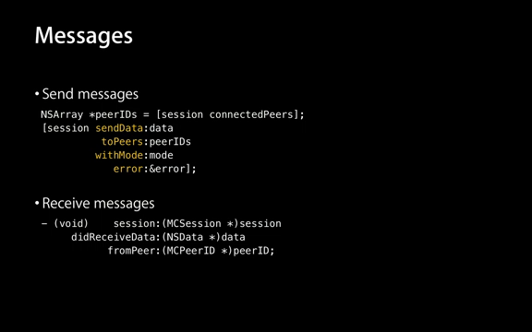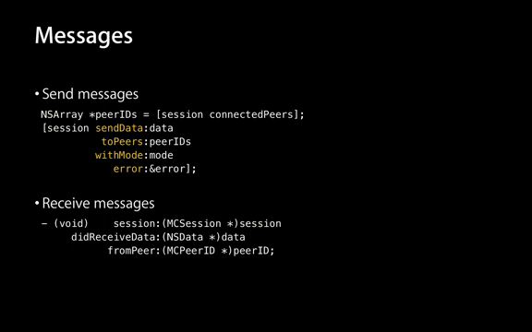Let's take a look at the APIs that you will have to use. It's really, really simple. To send a message, you will invoke a method called sendData to peers with mode and error. The first parameter will be where you place your message, and that's an NSData object, so you will have to encapsulate your messages into NSData objects. The second parameter is an NSArray, and you will have to pass it an array of peer IDs that designate peers that you want to send the message to.